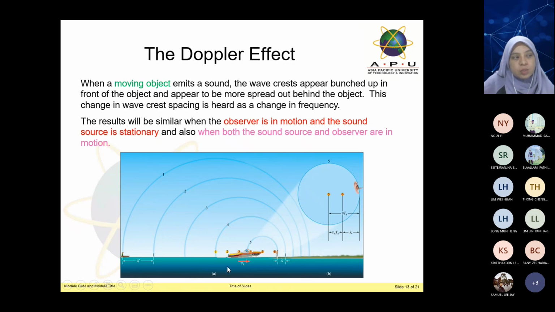So in this picture, you can see that the boat is moving. The boat has a siren, so the sound will be heard by someone. When both the sound source and observer are in motion, the result is the same. So now we look at the video.